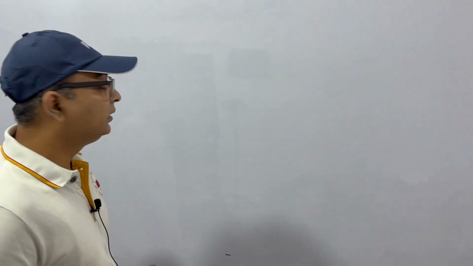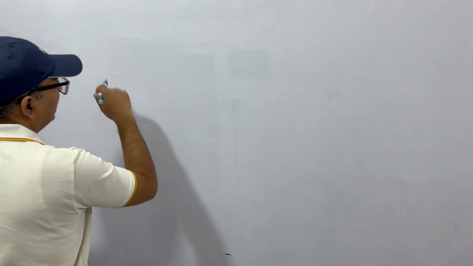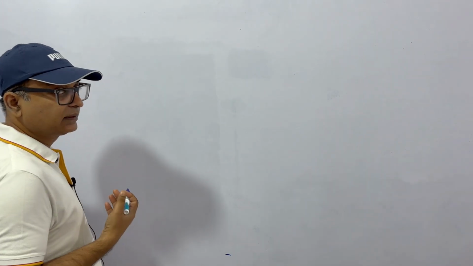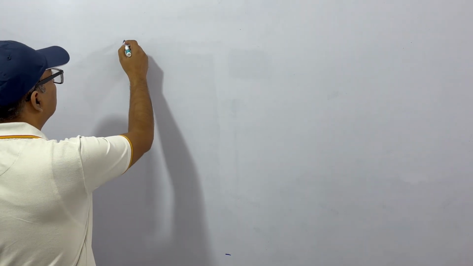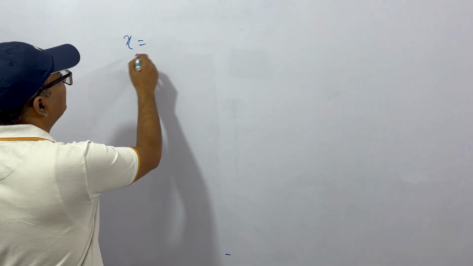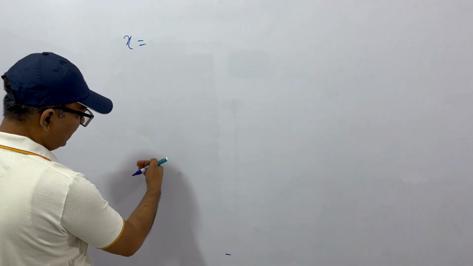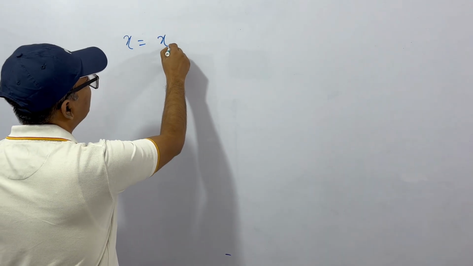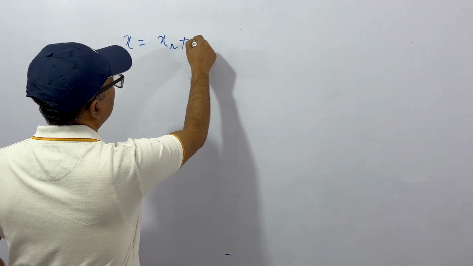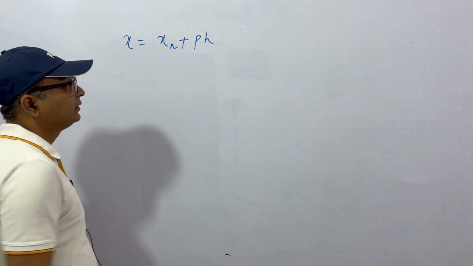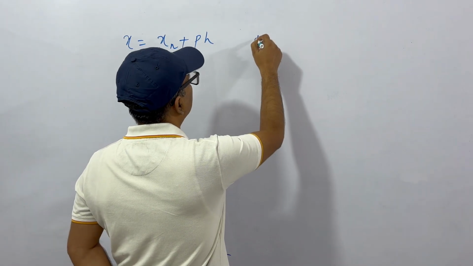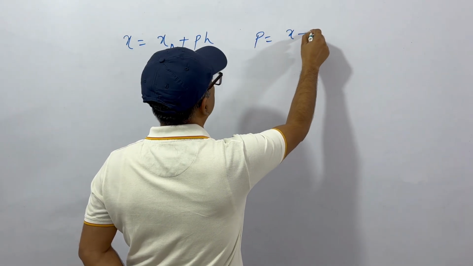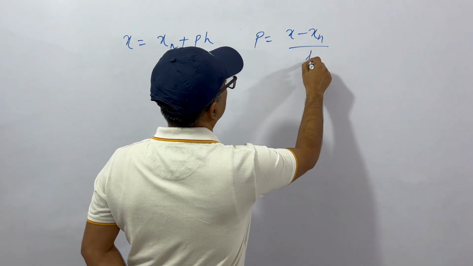Let's see Newton's backward interpolation formula. As we did in the last section for Newton's forward interpolation formula, here instead of x0, because we are having the value at the last of the table, you can say it is the nth term. So this will be xn plus ph, similar to what we did there. From here p will be equal to (x minus xn) by h.